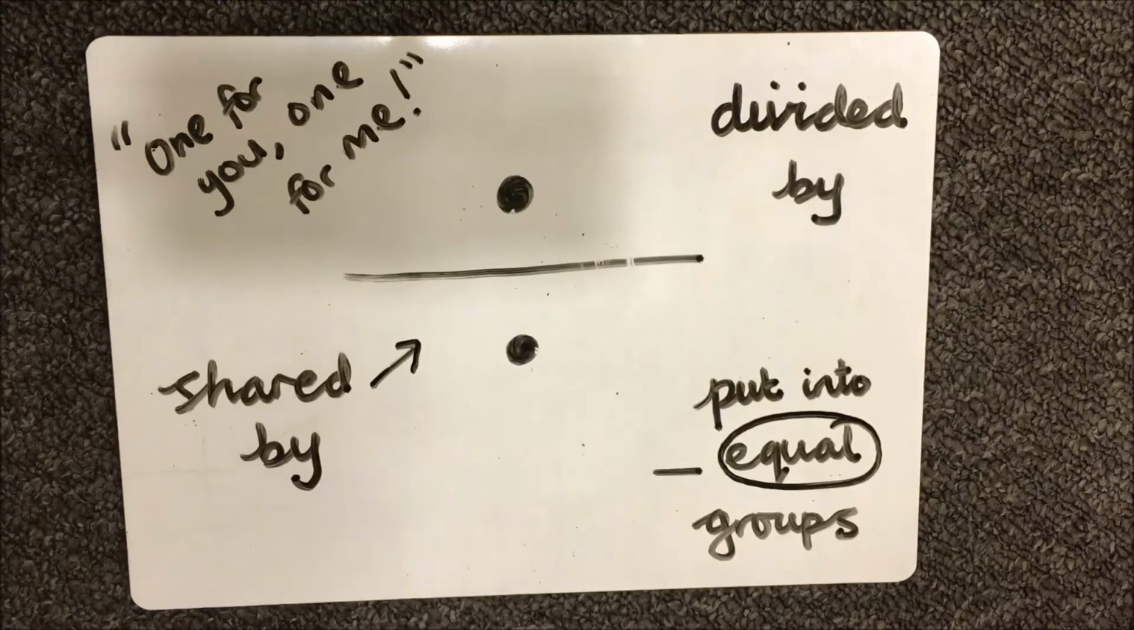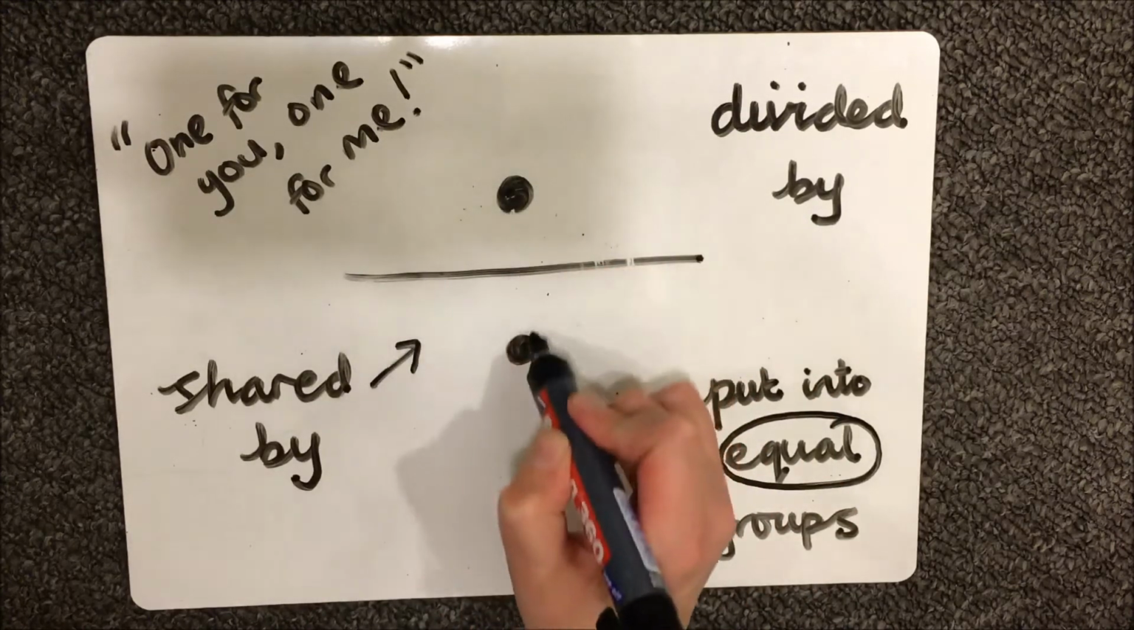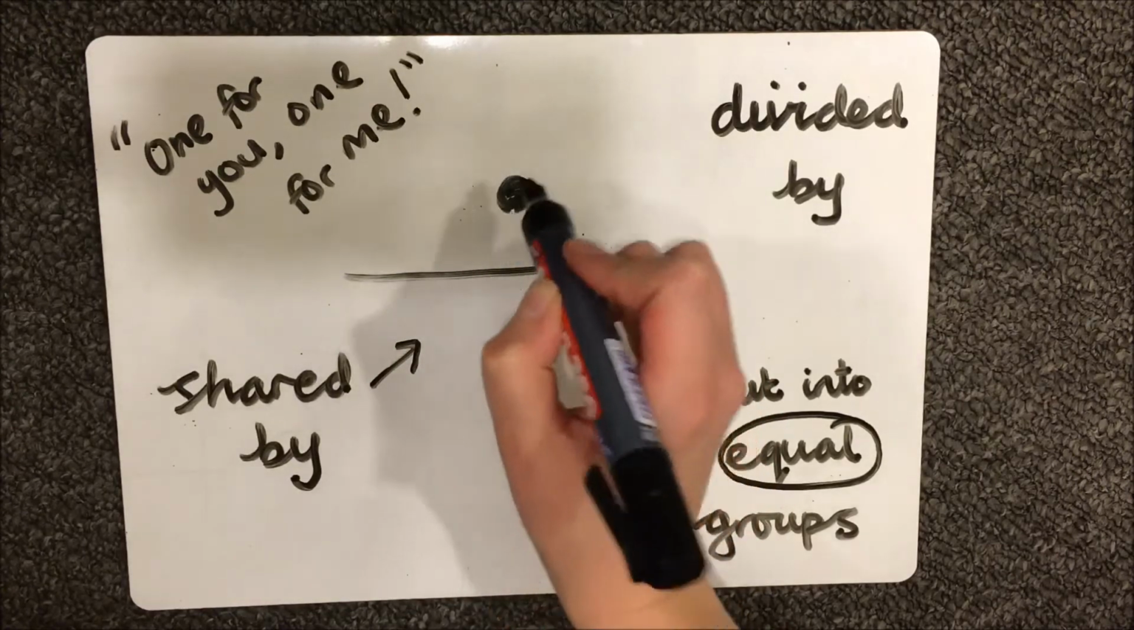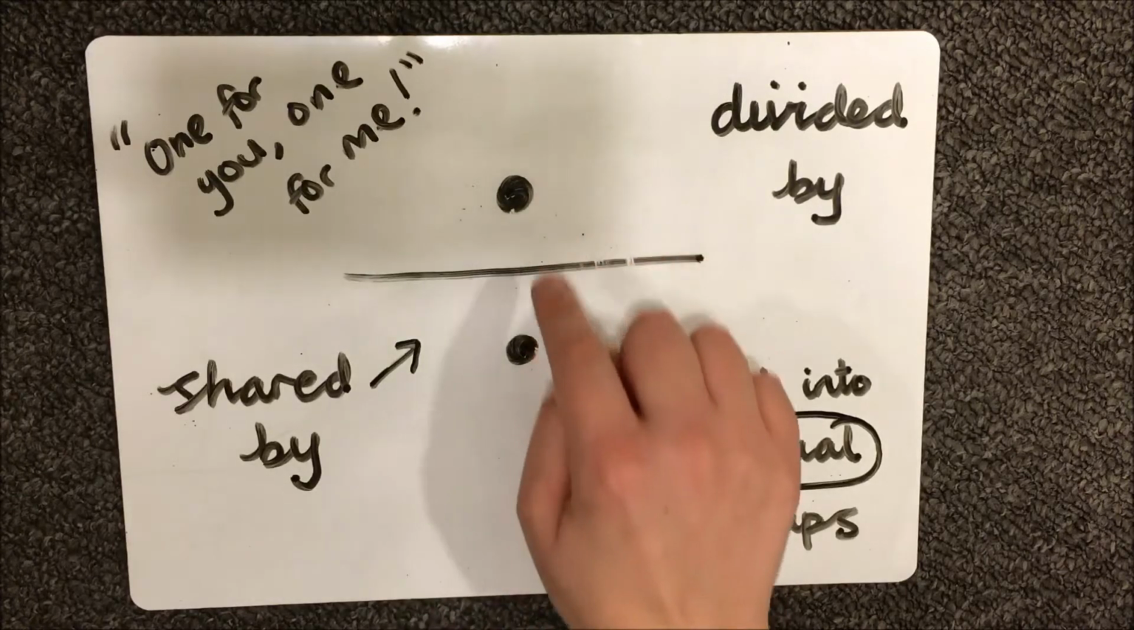Pause the video. Why do you think I think this looks like shared by? That's right. This is a line I'm sharing over this line. So I go 1 for you. Imagine I'm sharing sweets. 1 for you, 1 for you, 1 for you, 1 for you. So they're getting the same amount. I'm giving them 1 each.